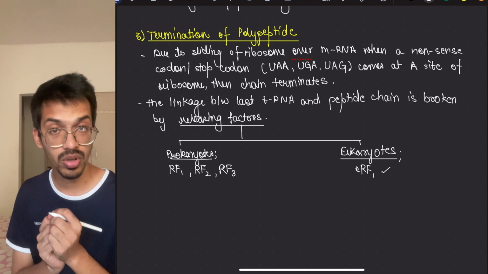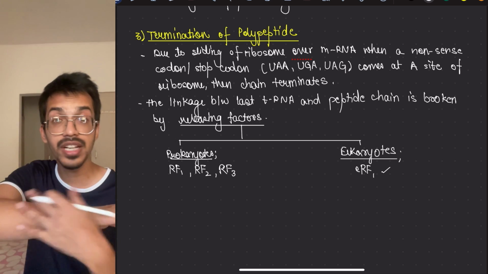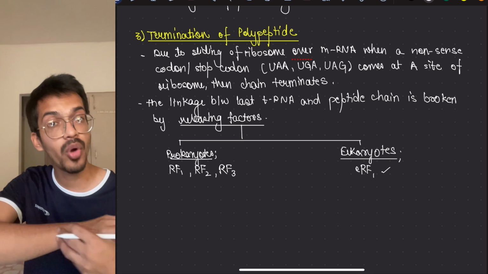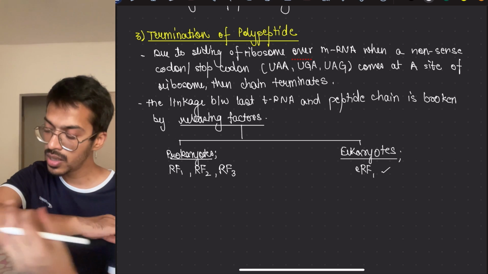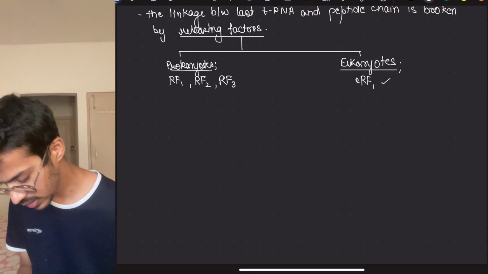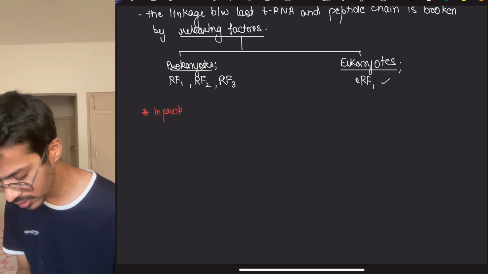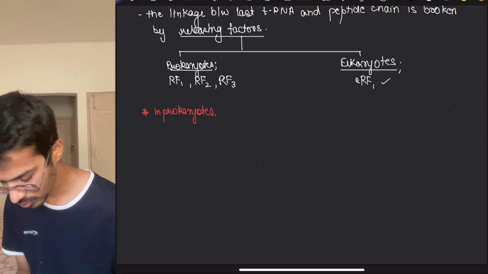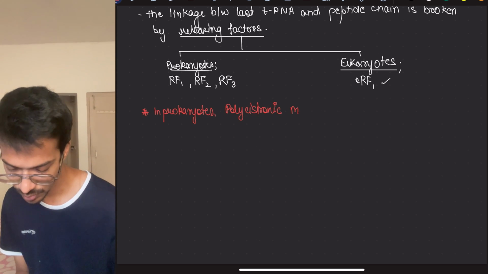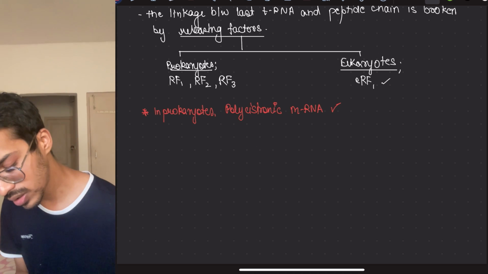Now the very important concept is that sometimes in prokaryotes, since they have polycistronic mRNA, means multiple polypeptide chains will be formed. So from multiple areas, ribosomes will attach to it. Okay, so this is an important factor which you will understand now. In prokaryotes, polycistronic mRNA present. So how it will look? Let's see that.